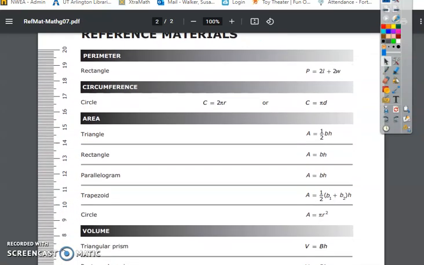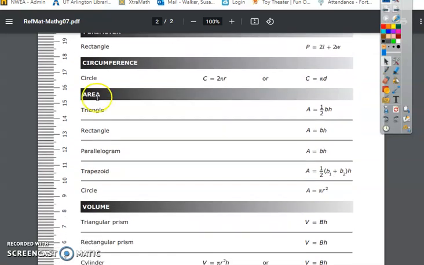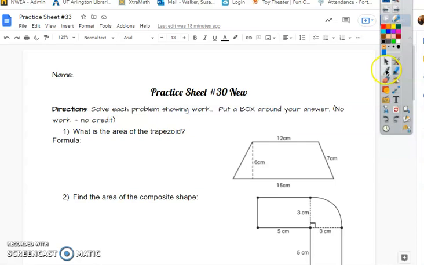So when I look at my formula chart, I see area, triangle, rectangle, parallelogram, trapezoid. I feel like this is a little different than ours for some reason. I feel like these are together, but oh well. Trapezoid: half, add the bases, and then times the height. Okay? So we'll write that down. Half, add the bases, and then multiply by the height.